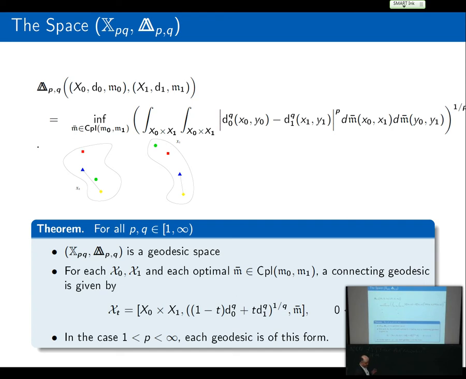For the choice of a coupling, to decide, but not, so this is a very linear construction, yeah? This is just a convex combination.